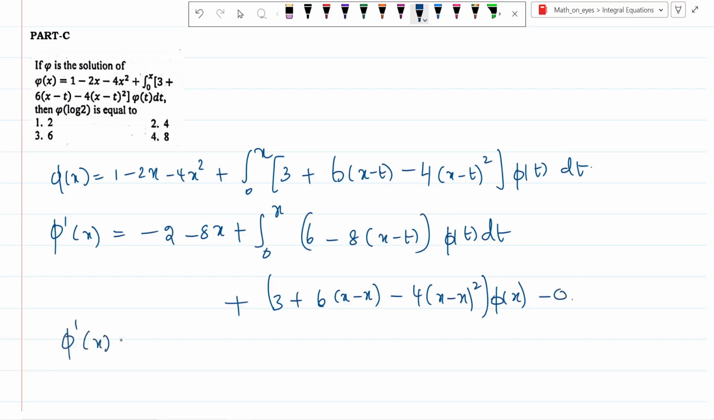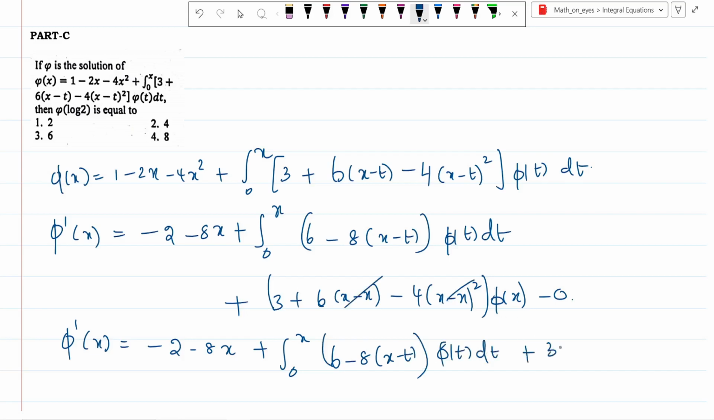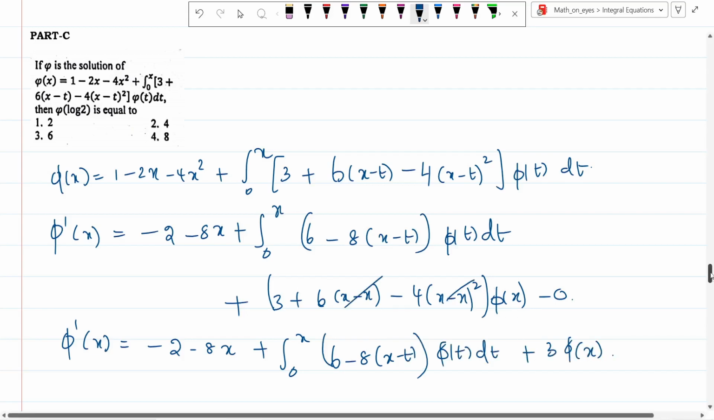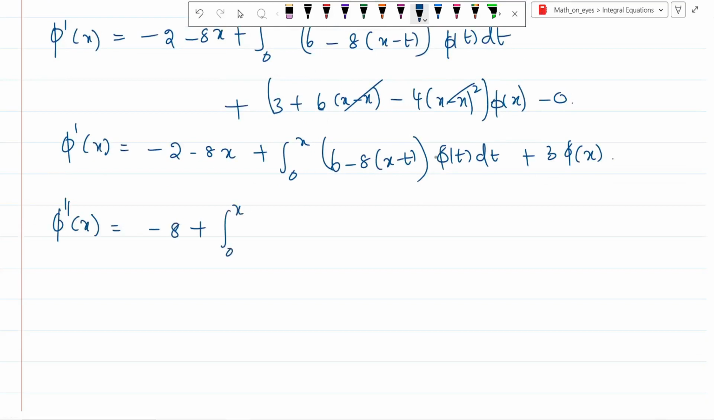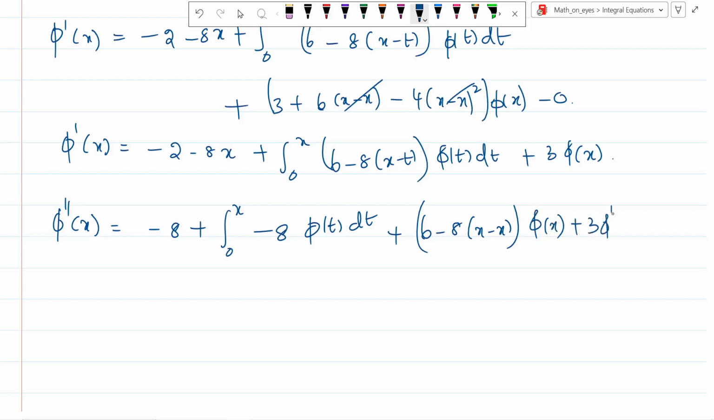So phi dash of x is equal to minus 2 minus 8x plus integral 0 to x of 6 minus 8 into (x minus t) the whole thing into phi of t dt. And this x minus x is 0, only 3 into phi of t will be left, so plus 3 into phi of x. And the next step is again take the differentiation using Leibniz rule. So phi double dash of x is equal to minus 8 plus integral 0 to x. Take the differentiation here, minus 8 into phi of t dt. And then the upper limit part, which will be plus 6 minus 8 into (x minus x) into phi of x. And the differentiation of 3 into phi of x is 3 into phi dash of x.